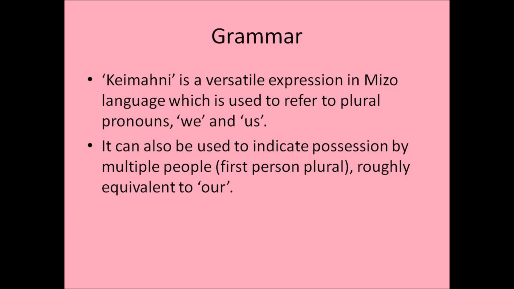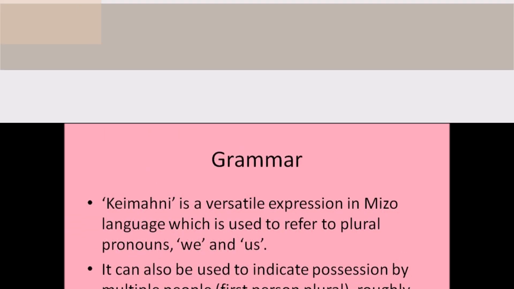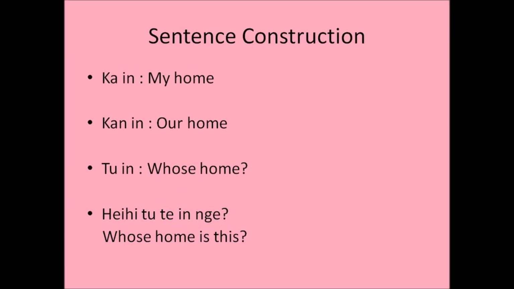Kan is a versatile expression in Mizo language, which is used to refer to plural pronouns, we and us. It can also be used to indicate possession by multiple people in first-person plural, which is roughly equivalent to our. Ka in, which means my home. Kan in, which means our home.